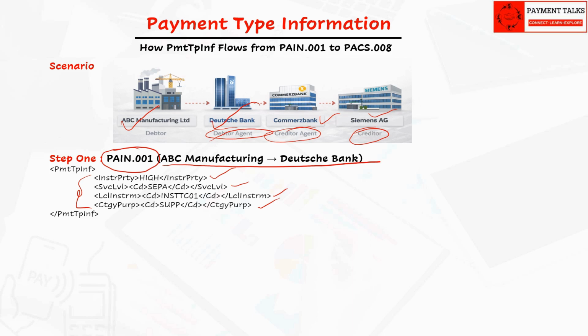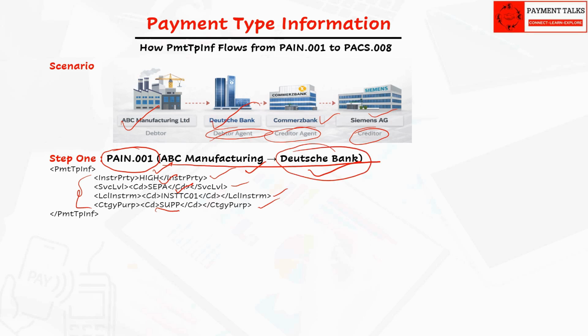You can see the XML snippet here. Reading it out loud, this is a high priority instruction. Process it under SEPA scheme service rules. The instrument is time critical instant credit transfer. The business purpose is a supplier payment, SUPP. ABC has told Deutsche Bank everything it needs to know about the nature of this payment. Deutsche Bank now takes over.